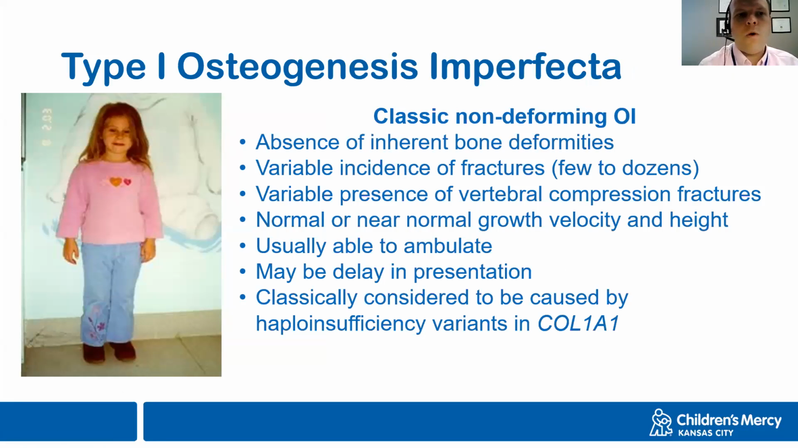Type 1 OI, or what we'll sometimes refer to as classic non-deforming OI. These are patients who typically present with an absence of inherent bone deformities. And what do we mean by inherent bone deformities? It means they're not born with them. They could still develop bone deformities later on due to fracture, but they're typically not born with those deformities.